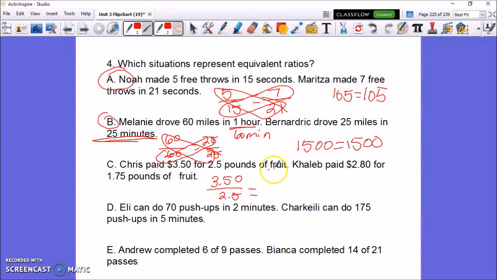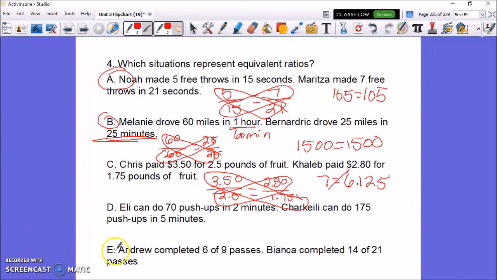All right, the cost on top, the pounds on the bottom, so I have to do the same for the next one. Caleb paid $2.80 for 1.75 pounds of fruit. Now I'm going to cross multiply. So 2.5 times $2.80 is going to give us 7. So then we have to cross multiply this way. So 1.75 times $3.50 gives us 6.125. These are not equal, meaning they are not equivalent.